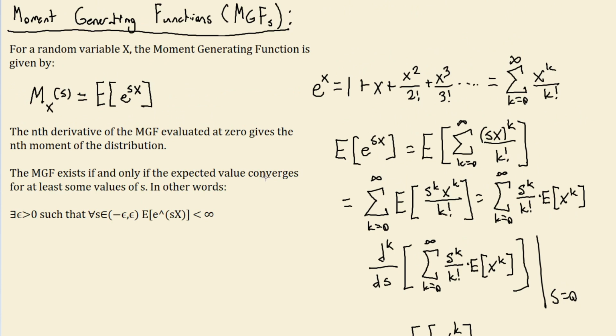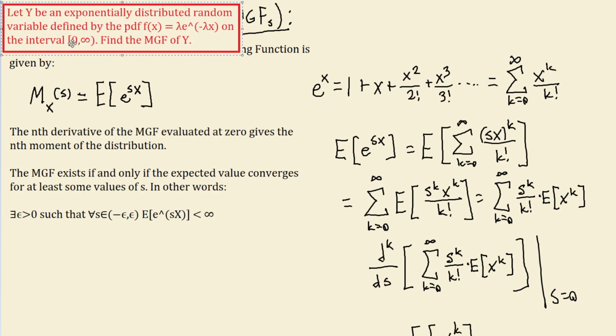All right, so now we should have some understanding of how these moment-generating functions work. We know what their definition is. The last thing that I want to contend with, this is one of the hardest things to understand about this function, is this aspect here. There's this condition that the MGF has to exist, and it only exists if it converges for some value of s. And so in order to actually demonstrate that, I wanted to do a quick little example problem.